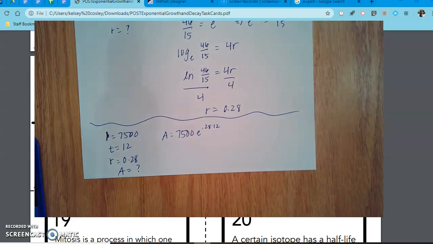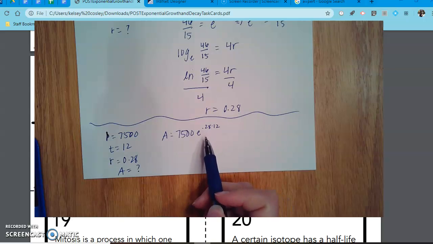Now, my equation or numbers may be slightly different than what is on the answer key because I'm rounding my R value.